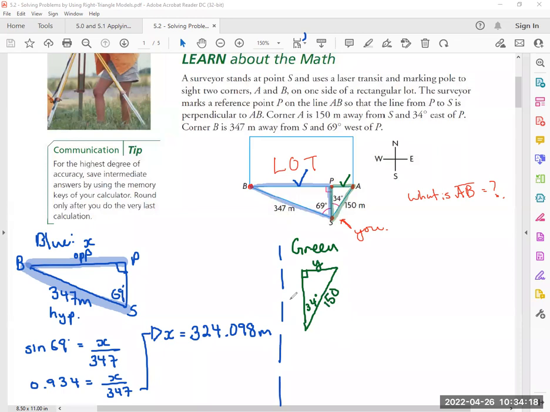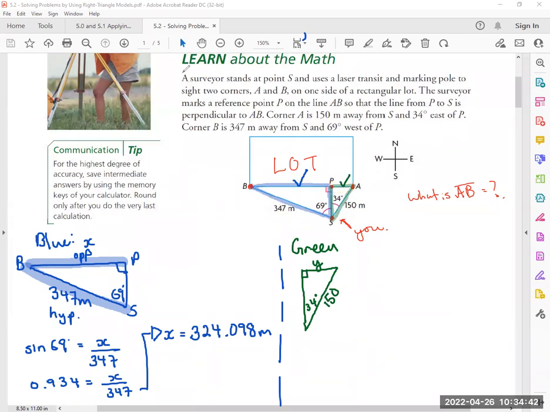At this point in time, I hope you will see the connection. Can you essentially do the same steps for the green triangle? And again, just to remind you, why are we doing this? Well, if we have the blue edge and the green edge, we can add them together to figure out what that entire distance is.